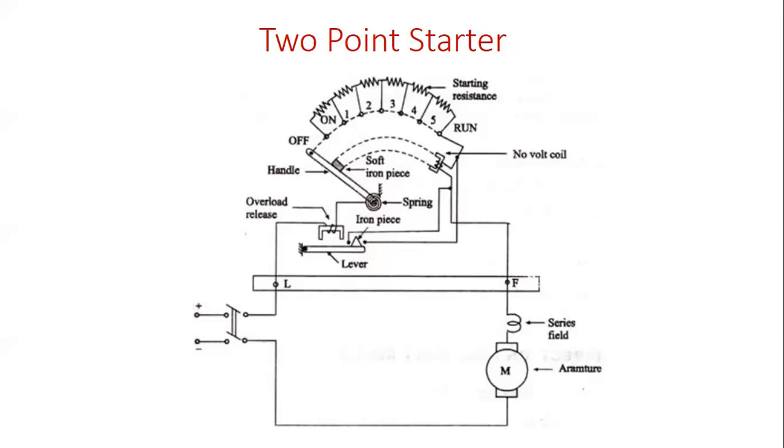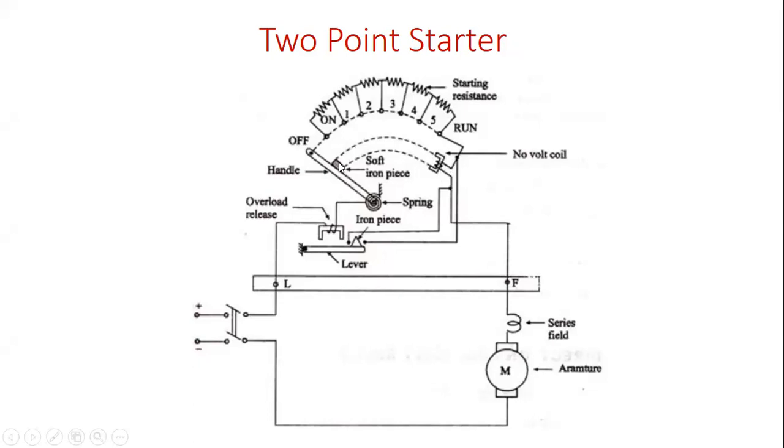So why is it named as a no volt coil? That will be our next question, so now we will discuss it. Now see here, the handle is moved from the off position to the run position. So now the motor starts to run here. Meanwhile, this one will behave as an electromagnet. So what happens?